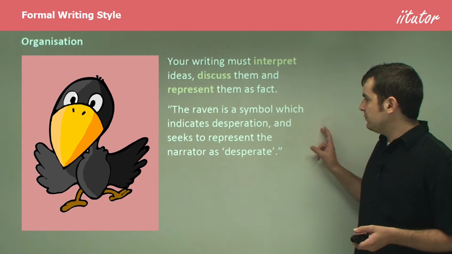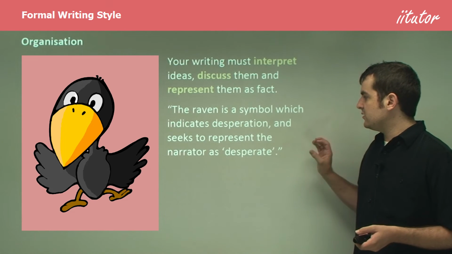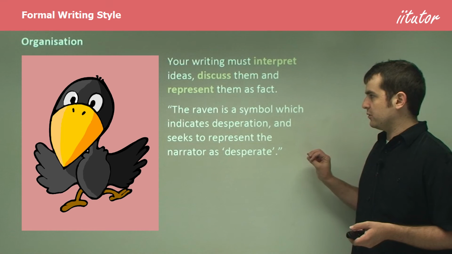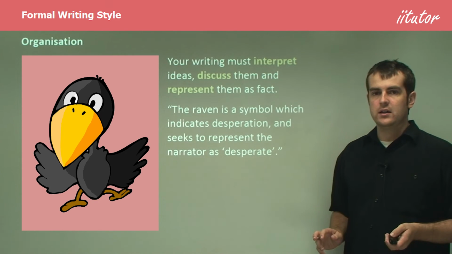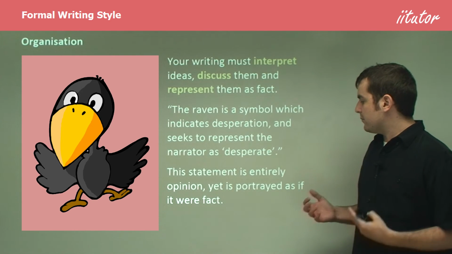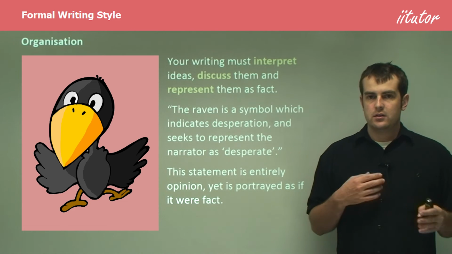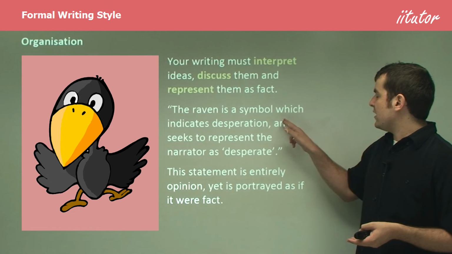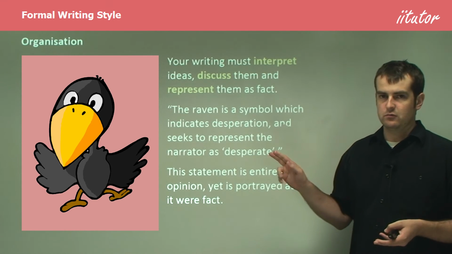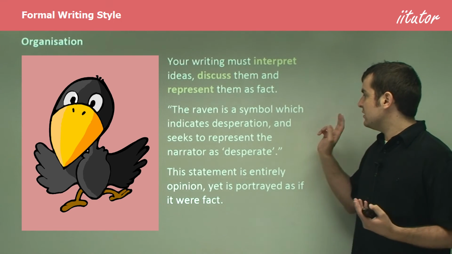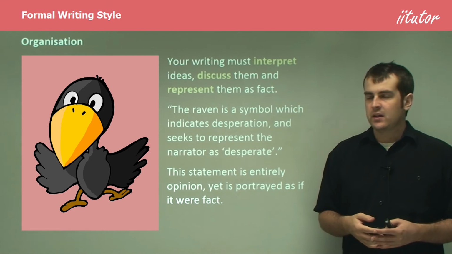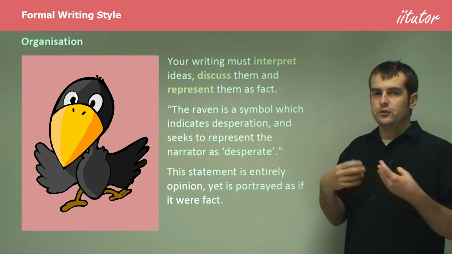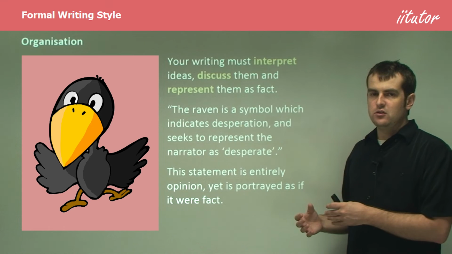So the raven is a symbol which indicates desperation and seeks to represent the narrator as desperate. So this is entirely an opinionated statement, yet it is portrayed as if it was fact. So let's go for a couple of qualities of that first. Okay, first of all, instead of saying it suggests desperation, which would seem like it's more opinionated, it indicates desperation.